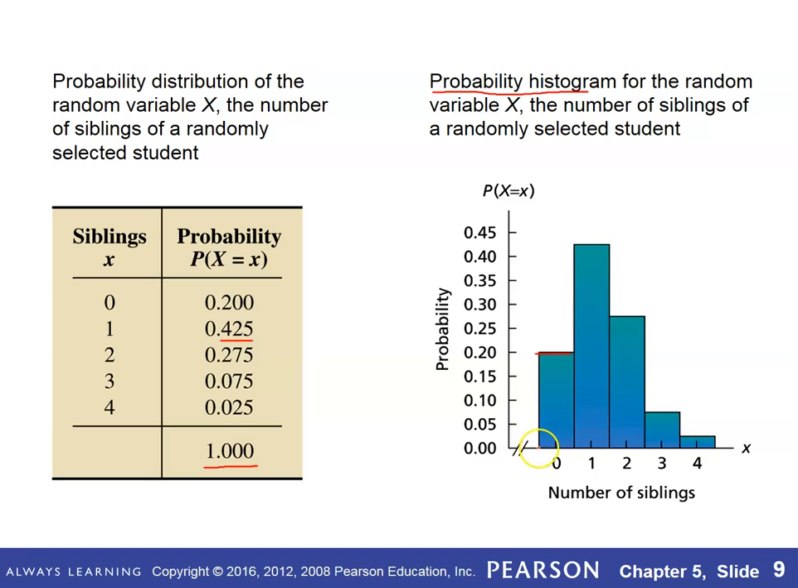42.5% of them had one sibling. So we listed that over here with this bar. This is a histogram, so the bars are touching each other. Probability that you had 2 siblings was 0.275, or 27.5% had 2 brothers or sisters. And then it started to go down. 7.5% had 3 siblings, and I just had 1 student. 0.025 of them had 4 siblings. So this would be a histogram.